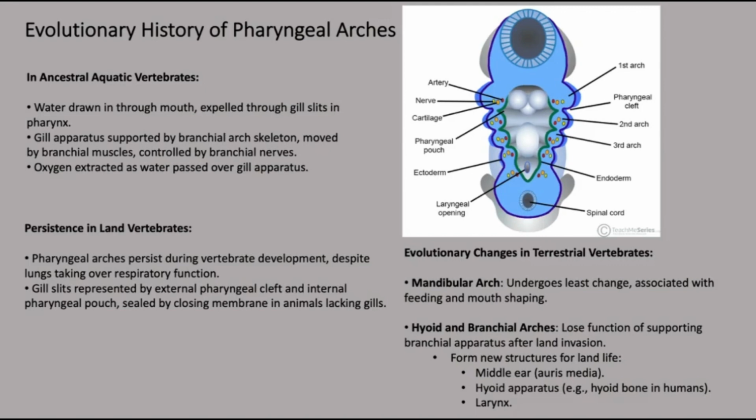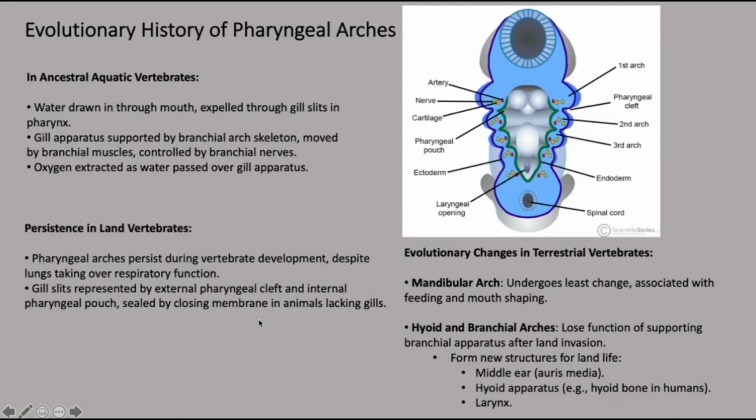Now, the gills needed to be supported, right? They needed to be protected. So they were protected by the branchial arch skeleton and branchial muscles, which would move them, okay? And these were controlled by the branchial nerves. So here is a picture of what this would look like. This is basically around where their gills are, okay?